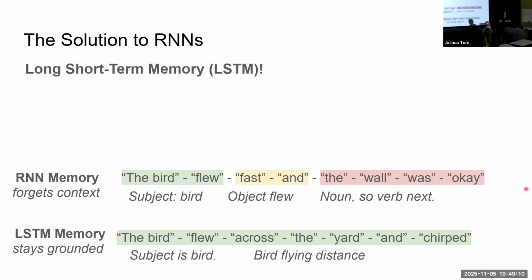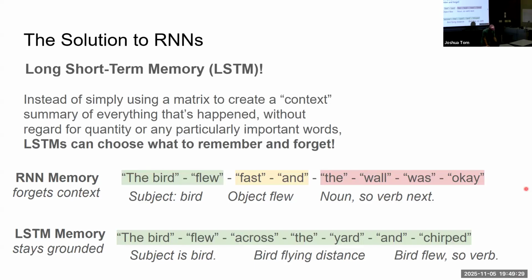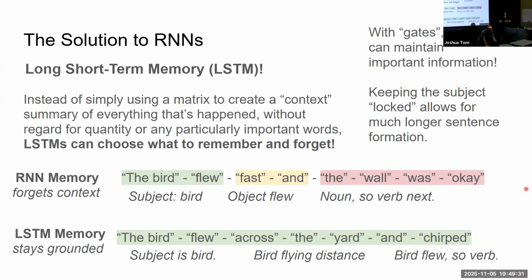Subject is bird. A bird is flying a specific distance, like the yard, and it's flying, so now we can do another verb or whatever. So the LSTM allows us to focus on one subject and stay on the subject, whereas an RNN just doesn't focus on it. So it uses something called gates where it can choose what to forget and what to remember.